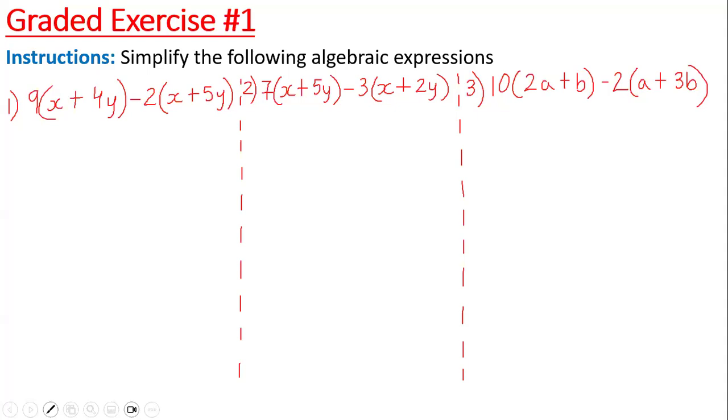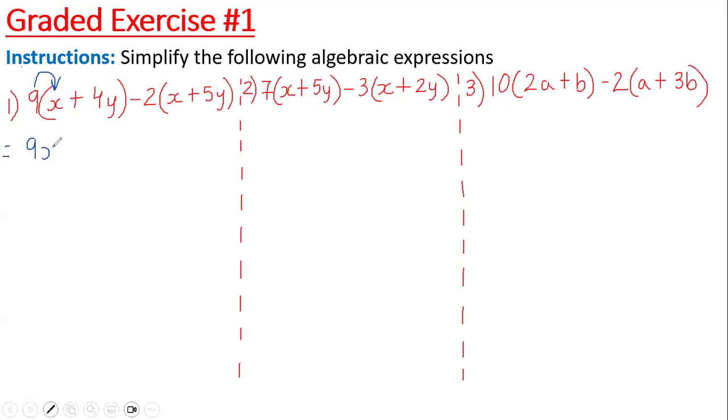Okay, let's answer it together. So we have, we're going to use blue. So we have 9 times x, which gives us what? 9x.